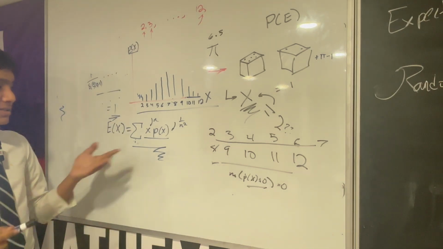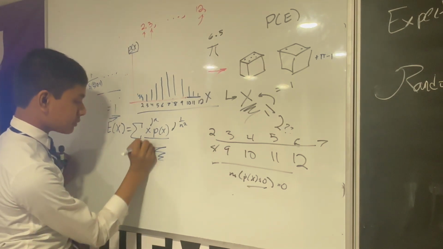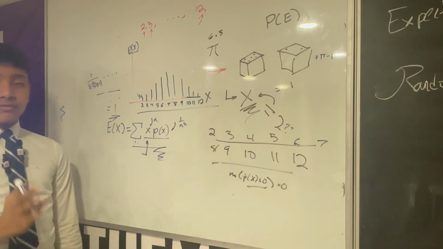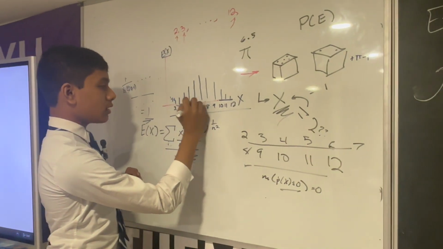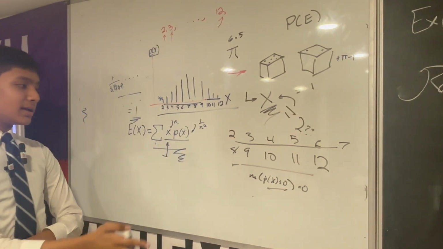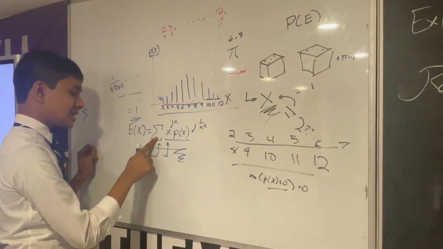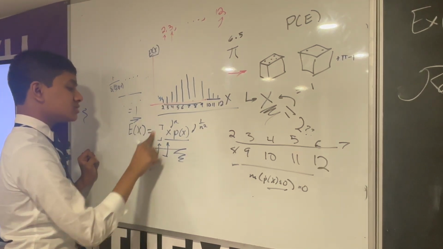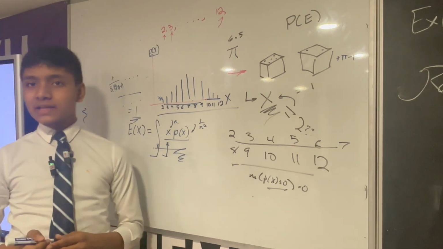So you can see that there are some ways for you to get by if there is a countable number of outcomes in our set. But if there's an uncountable number, we can't use this summation anymore. We have to use an integral, and that's when things get interesting. So that's it.